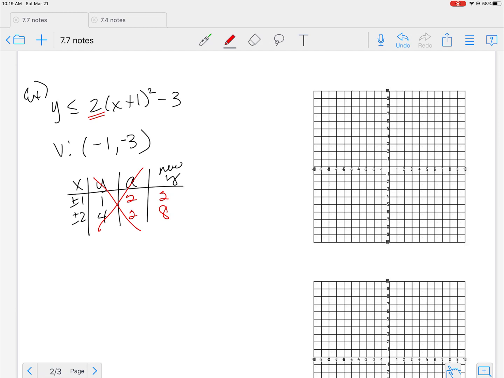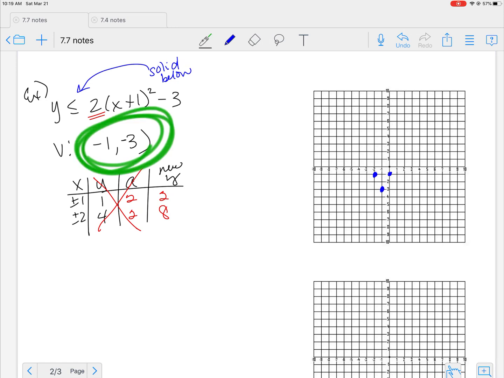Then you graph your vertex. Well, let's get a little info here. This one tells you that it's going to be a solid line. And if y values are less than that, then I know I'm going to shade below. All right, so let's do it right now. My vertex is -1, -3. I'm going to go over 1 here because it's plus or minus 1. So I'm going to go to the right one, to the left one, go up 2 and make a dot. Back 1, up 2, make my dot.